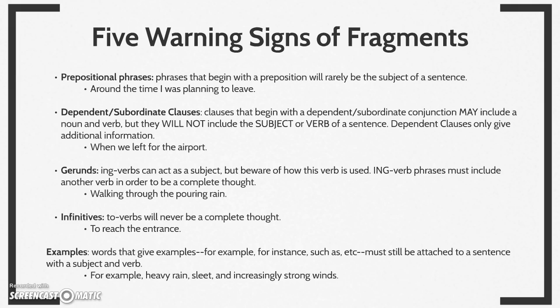Fragments happen most commonly if you have one of these five things. The first being a prepositional phrase. Sometimes people have a prepositional phrase, like this example, around the time I was planning to leave. In this case, people think it may be a sentence because I was planning to leave is a complete sentence.